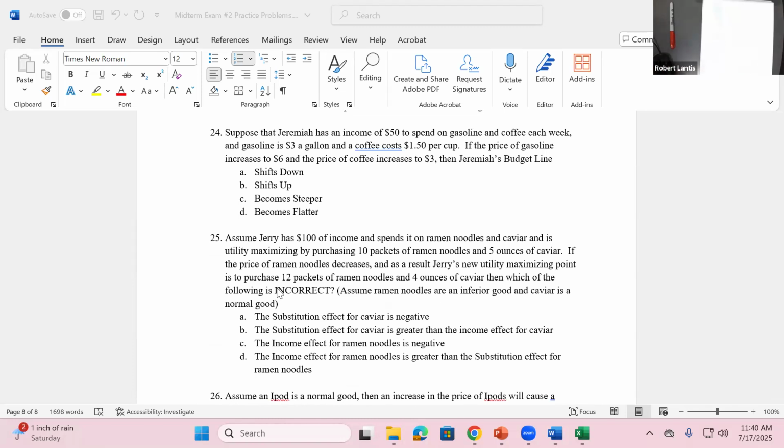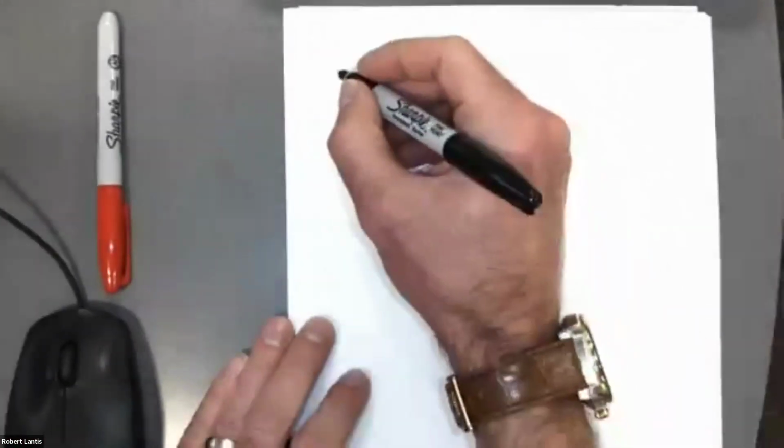into both. So we've got what? $100, currently buying 10 packs of ramen noodles, 5 ounces of caviar. So we saw a price decrease, and the resulting new utility maximizing point is 12 and 4. Which of the following must be true? Okay. So we could start out, we could draw this.